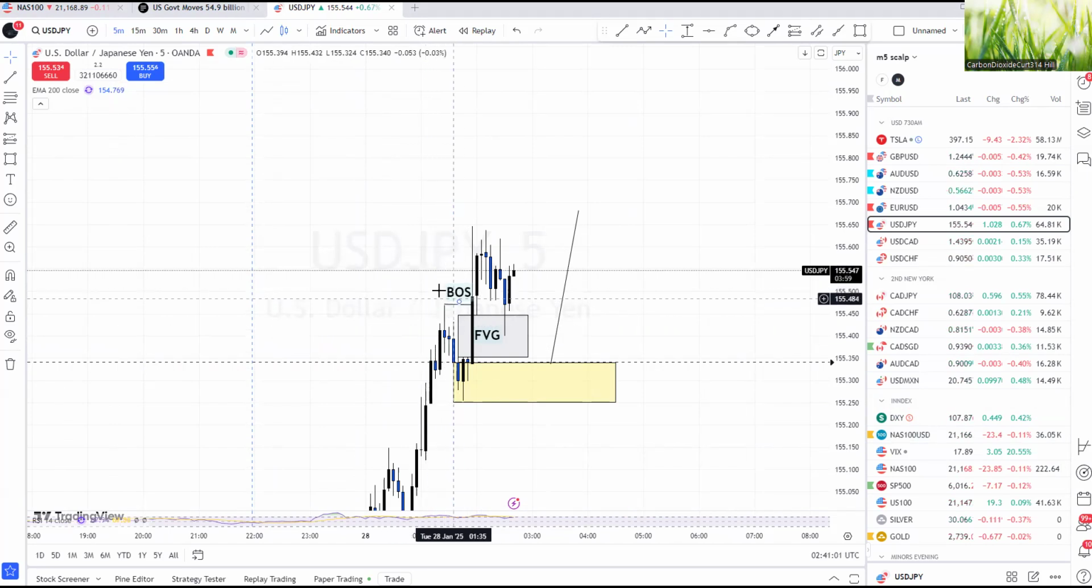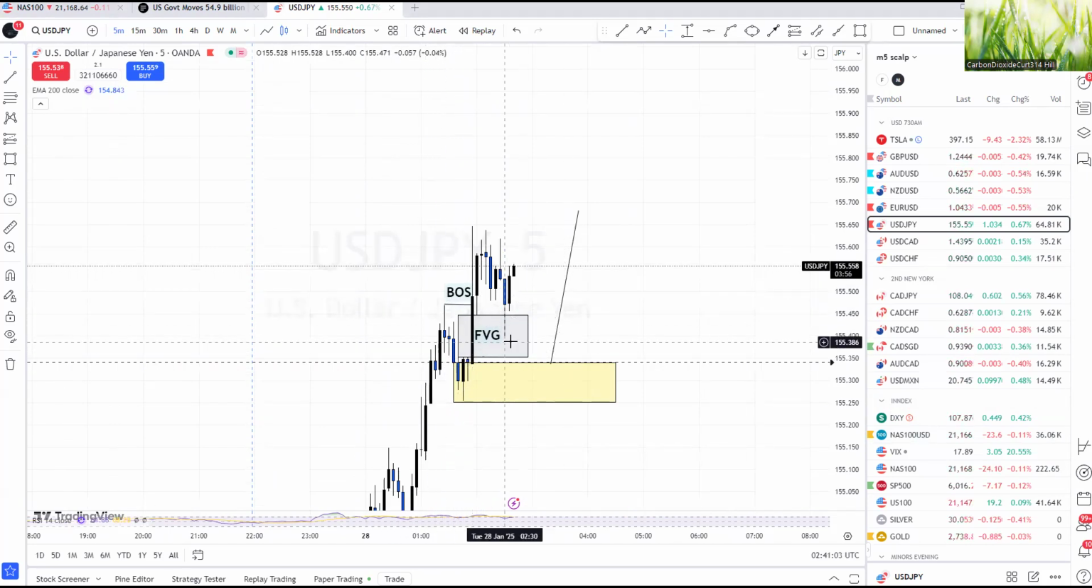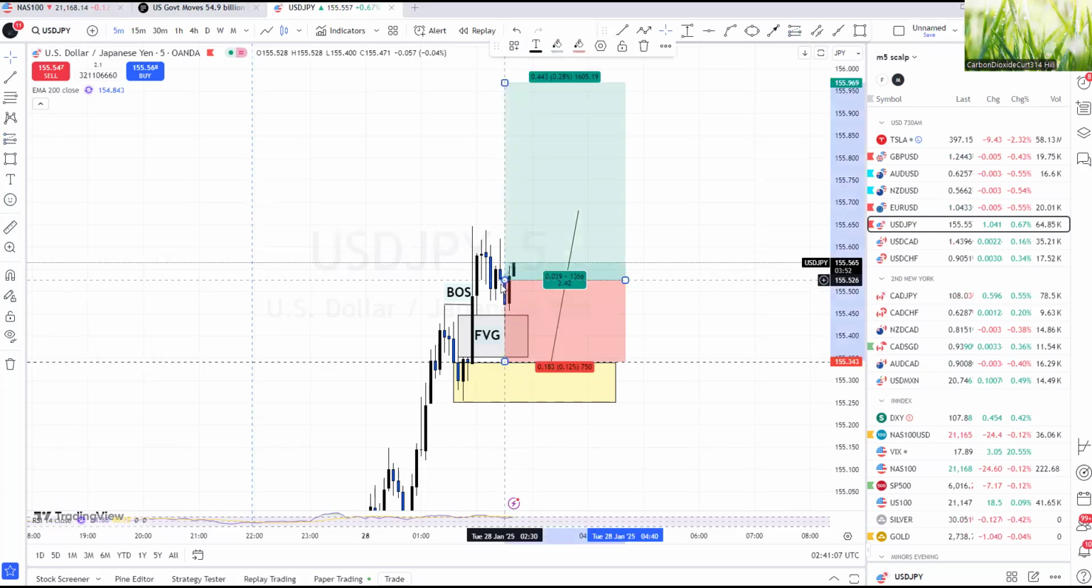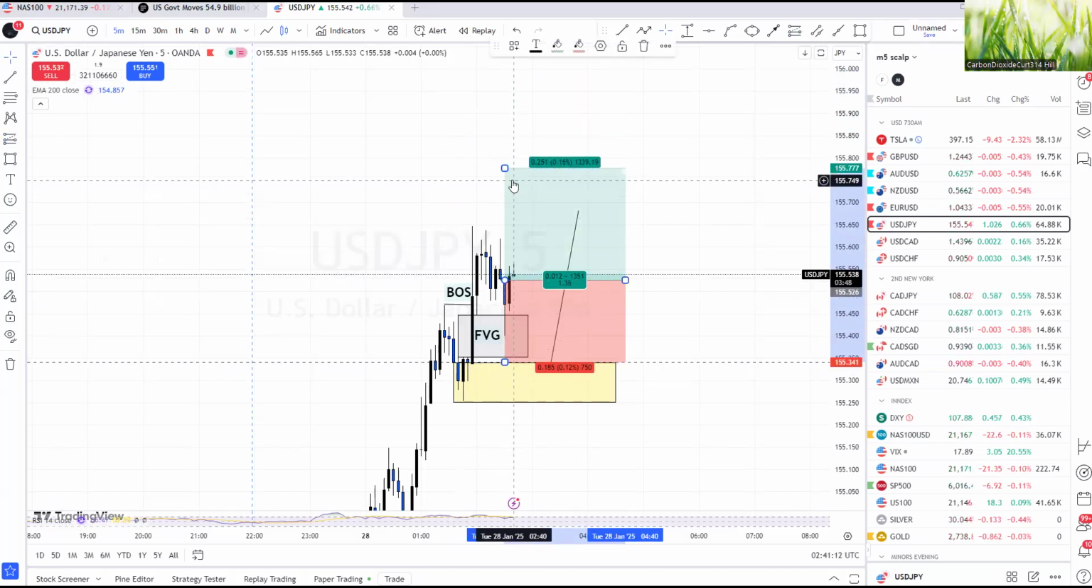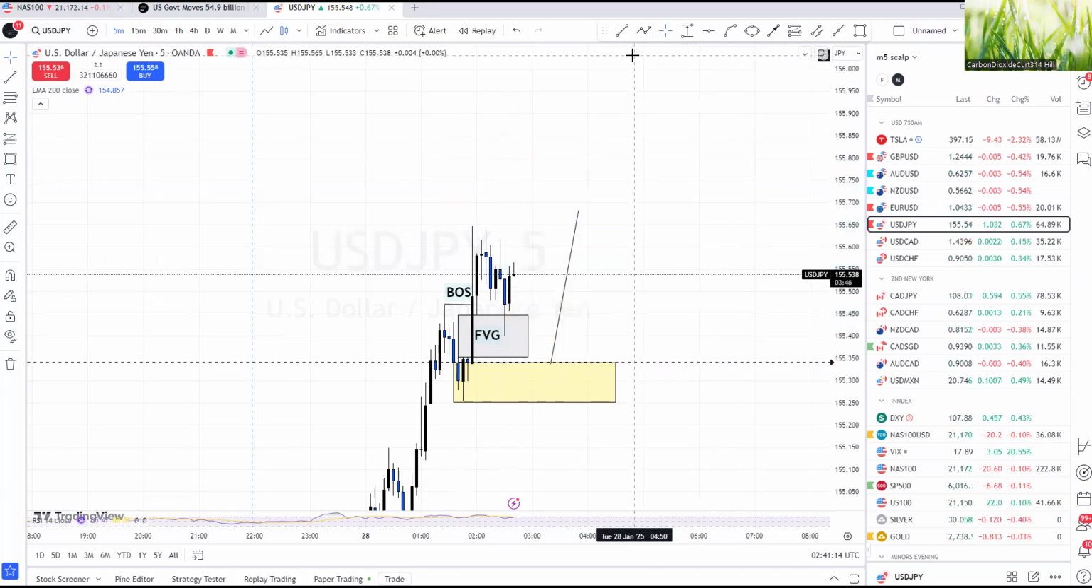We got a clear breaker structure with a fair value gap. Some people are taking the fair value gap right here. You know what I'm saying? The break of the candle on the fair value gap, stops below, to continue going up. Me personally, I don't take the fair value gap.